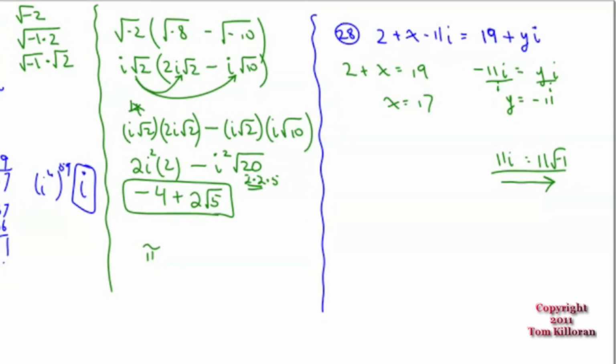No, I'm talking about that. Oh, yeah. You found x is equal to 17 and y is equal to negative 11. Like I said, it's simple. That was simple. Everything's simple.